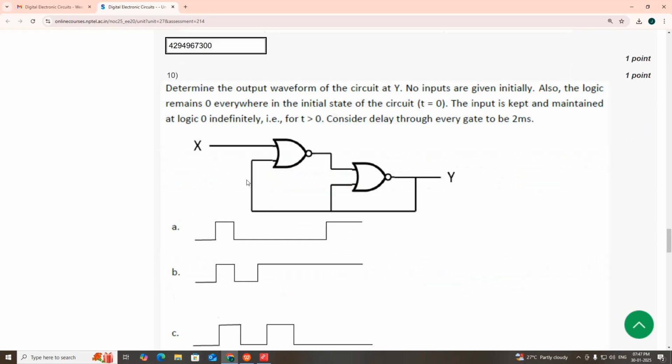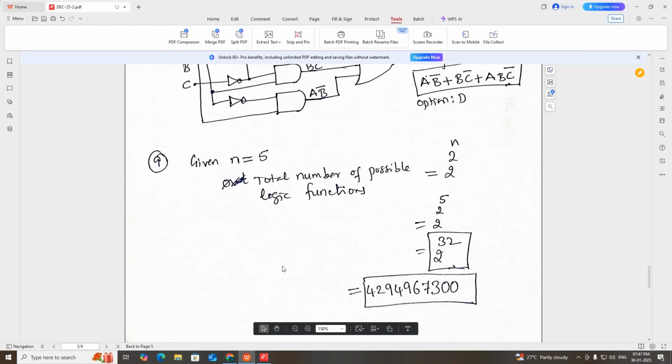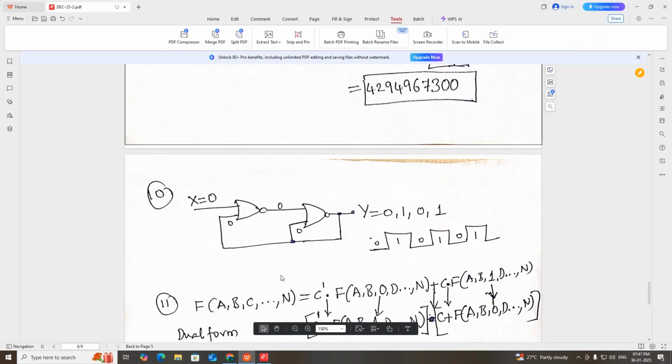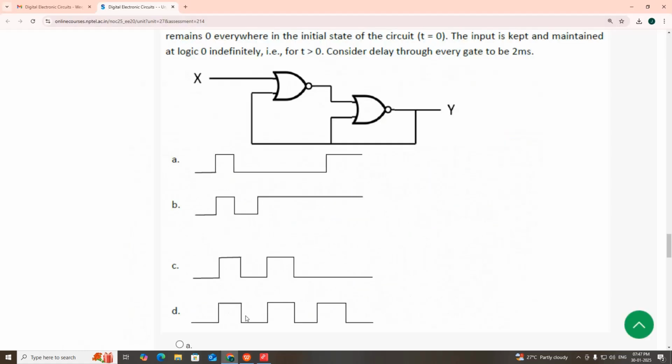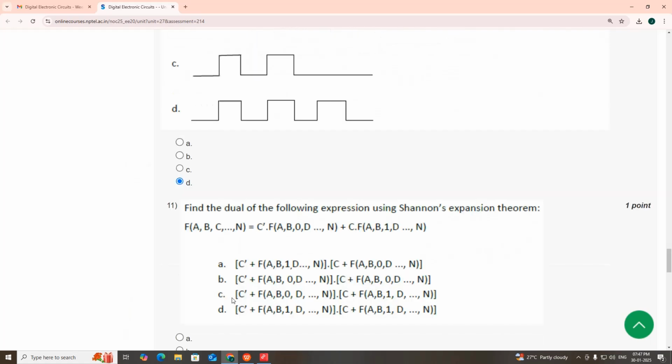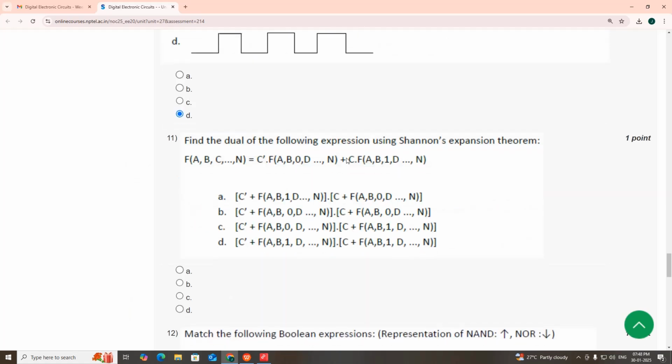So the 10th one. Initially all are 0, 0, 0, 0. Initially we assume that the output is also 1. For 0, 0 we get output as 1 because this is the NOR gate. Here also we will get output as 1, and then alternately we will be getting 0, 1, 0, 1. So the answer is option D.